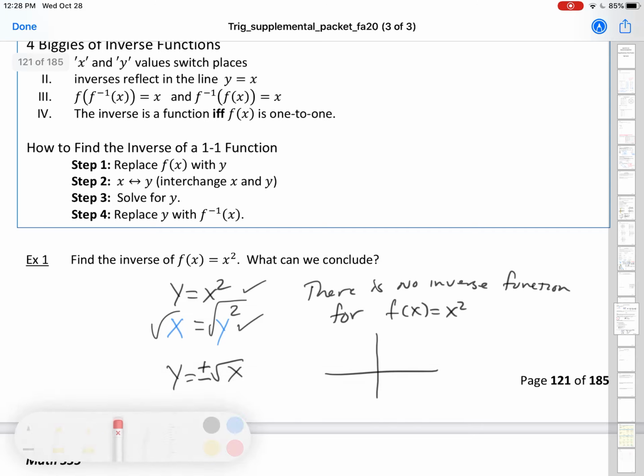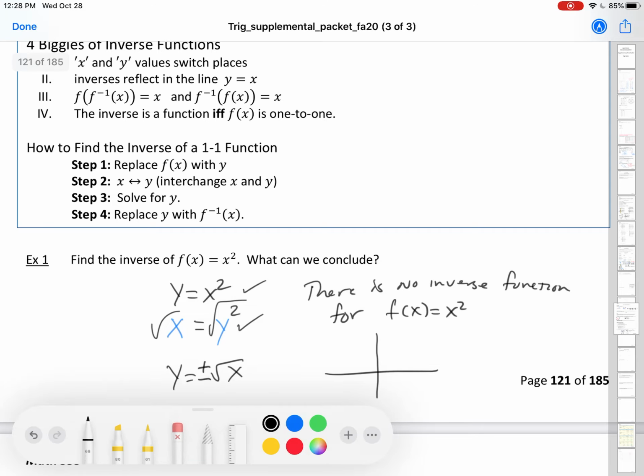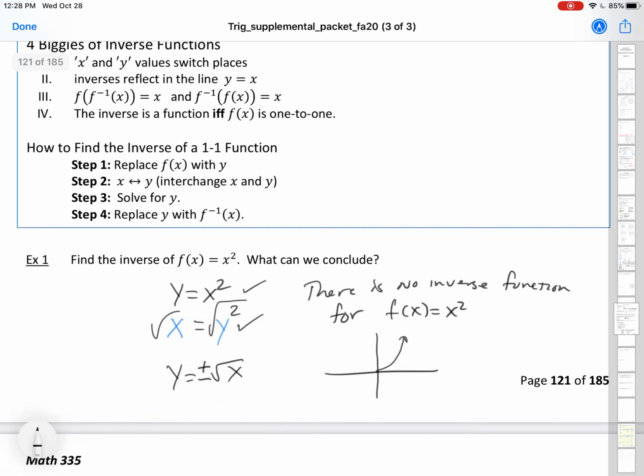So what would we do? We'd look at only part of it. We'd look at the positive part. So we would consider this function from 0 to infinity. And when we do, it absolutely has an inverse function. Because when you interchange the roles of x and y, and you solve for y, because you're on the positive part, you know that you're choosing the positive square root.